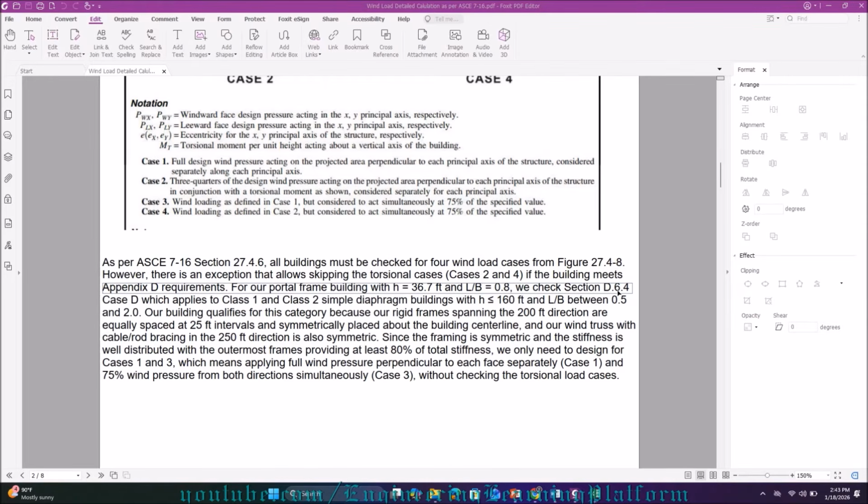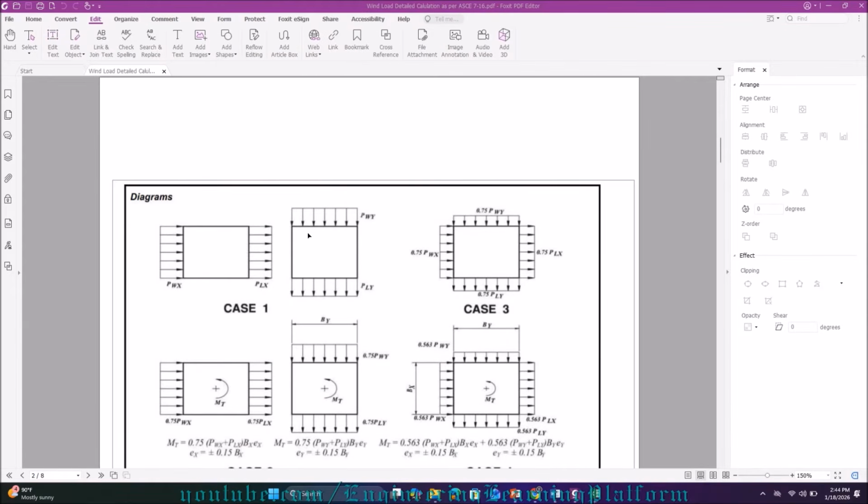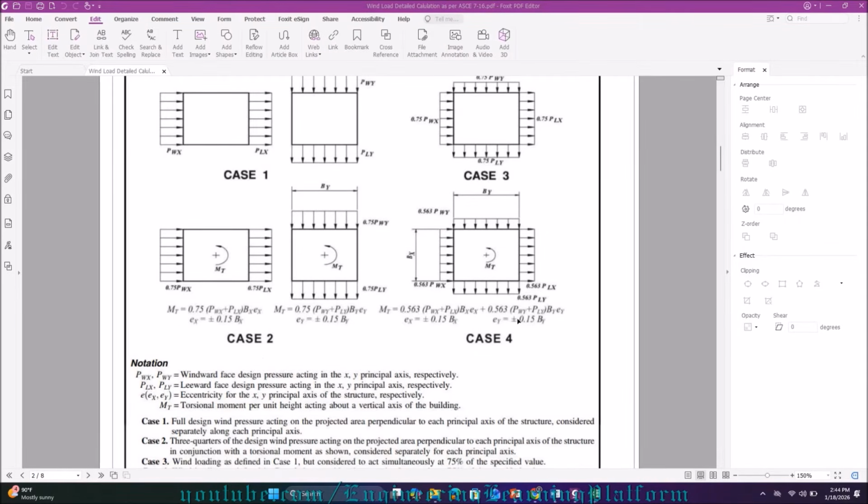So we check section D.6.4 case D, which applies to class 1 and class 2 simple diaphragm building with height less than 160 feet and length to breadth ratio between 0.5 and 2. Our building qualifies for this category because our rigid frame is spanning 200 feet, and so based on our structure configuration, we are permitted to leave case 2 and case 4.